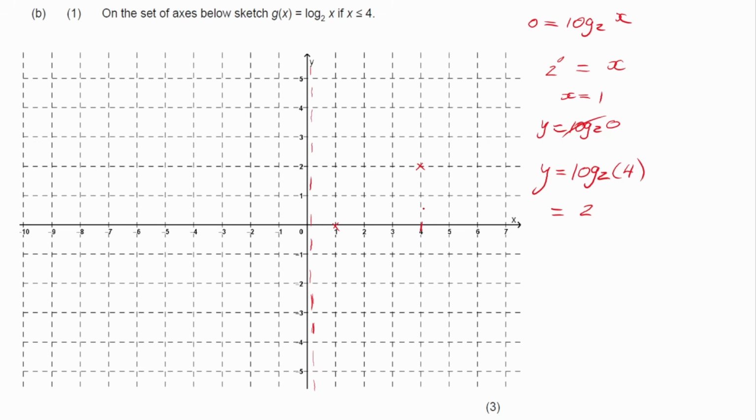So over here, our function will look something like this. Okay, this will be our function, and this will go to infinity. Okay, and we should label this point. This is (4, 2). So that's how we sketch that graph.